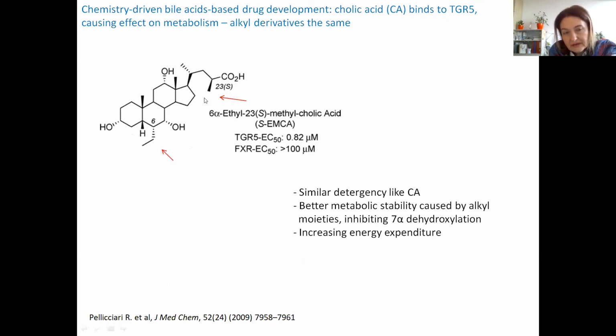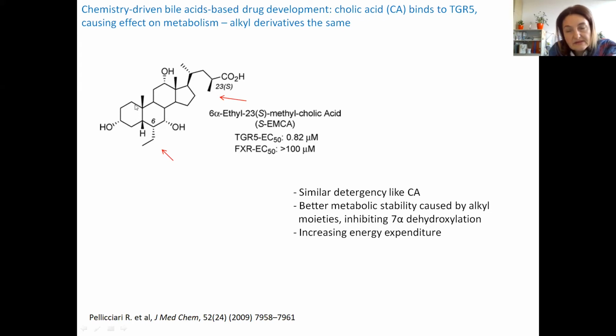Next, many compounds are derivatives of bile acids, but their structural modifications are very small yet very effective in reducing toxicity. I told you before that bile acids are membrane toxic. For example, one such compound is in clinical trials, and it has only one methyl group and one ethyl group in position 6 more than cholic acid. But it has similar detergency like cholic acid because all 3 hydroxy functions stay, and it has better metabolic stability caused by alkyl moieties inhibiting 7-alpha dehydroxylation in the organism.